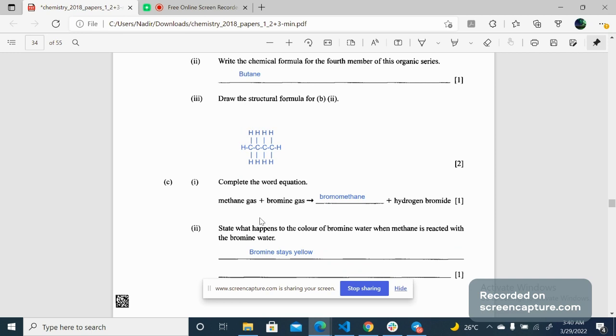subsection C part 1 is asking us to complete the word equation. So when methane gas is combined with bromine gas, what do we get? One of the products is given, which is hydrogen bromide, and the other is missing, which is bromomethane. So methane gas and bromine gas react together to form two products, which are bromomethane and hydrogen bromide.